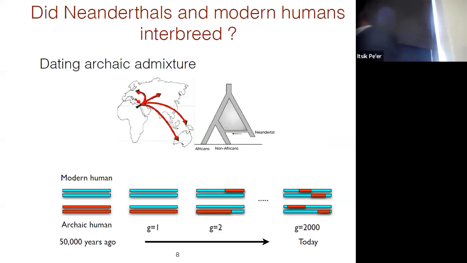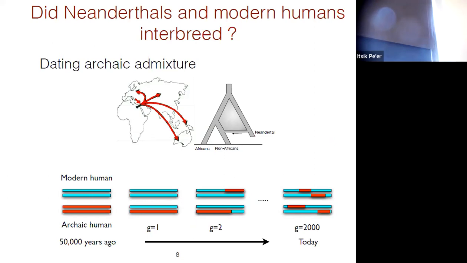So to get at this, we can use the following property of admixture. We use the property that as genomes are transmitted from parents to offspring, there is this process of recombination, which breaks up the genomes that get transmitted from one generation to the other.